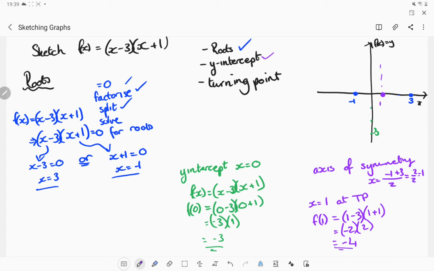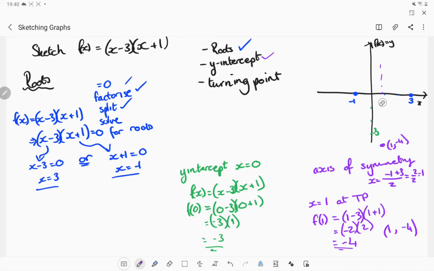Take a second, it's getting quicker the more we do this, to write down your coordinate. X is 1, y is -4. And then you go to your diagram, you go down 1 further, in 1, and that is your turning point.